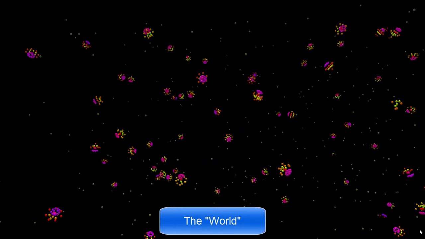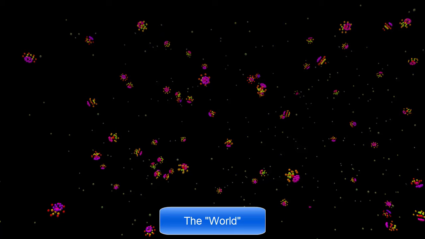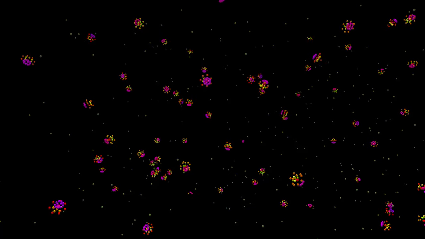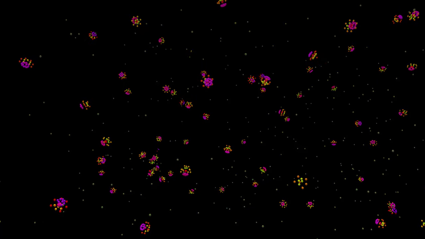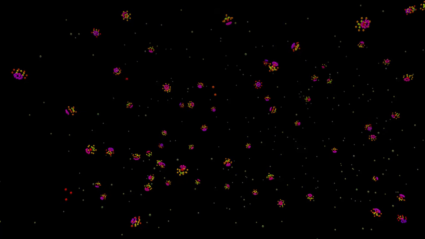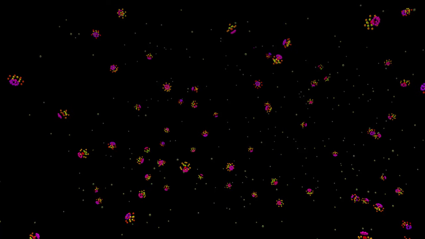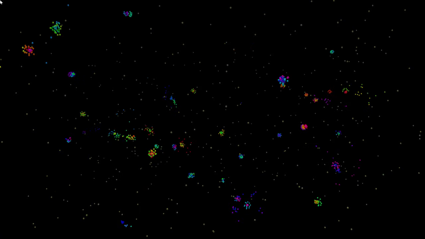It's worth mentioning that the environment that these creatures evolve and live in is basically a three-dimensional toroidal fish tank. So it's three-dimensional, and if they leave one side, they come in on the other side. You'll occasionally see them disappearing and reappearing as they move around, and that's them moving from one side to the other.